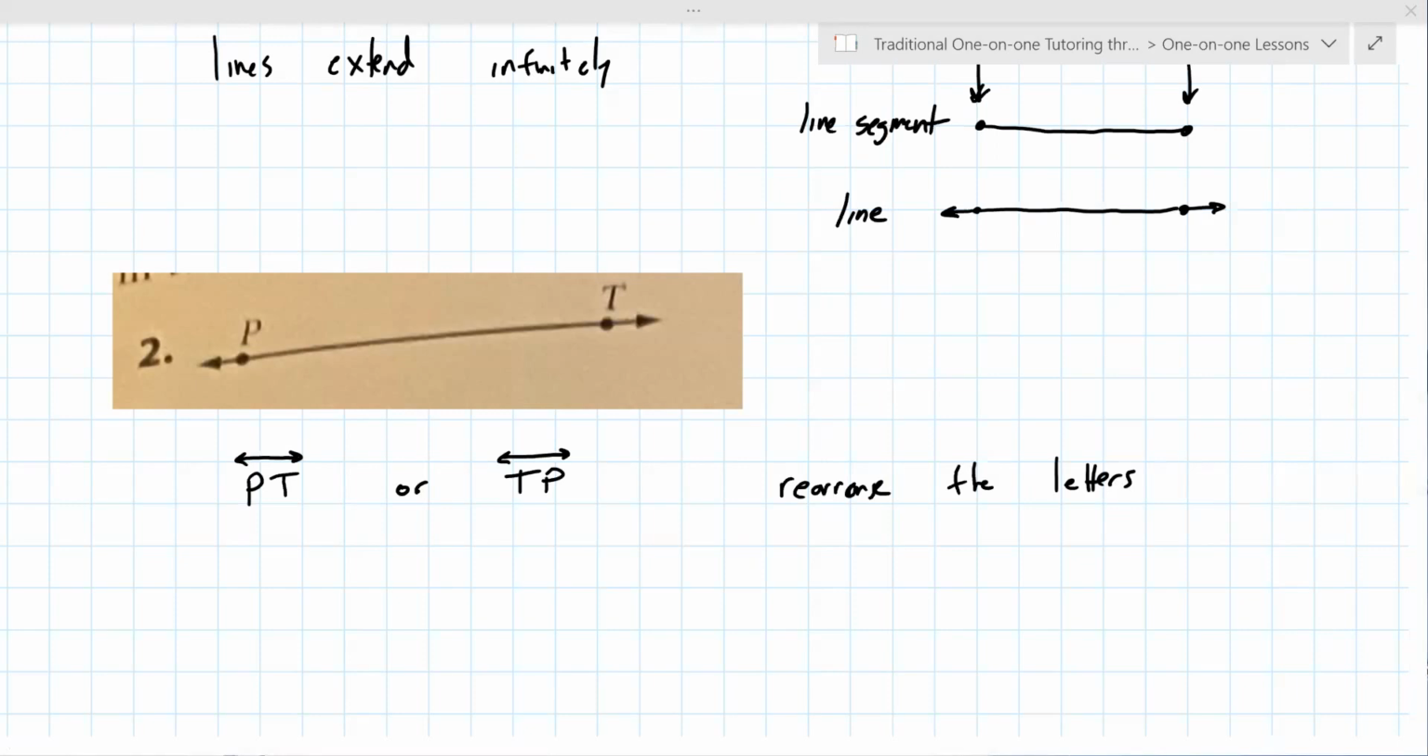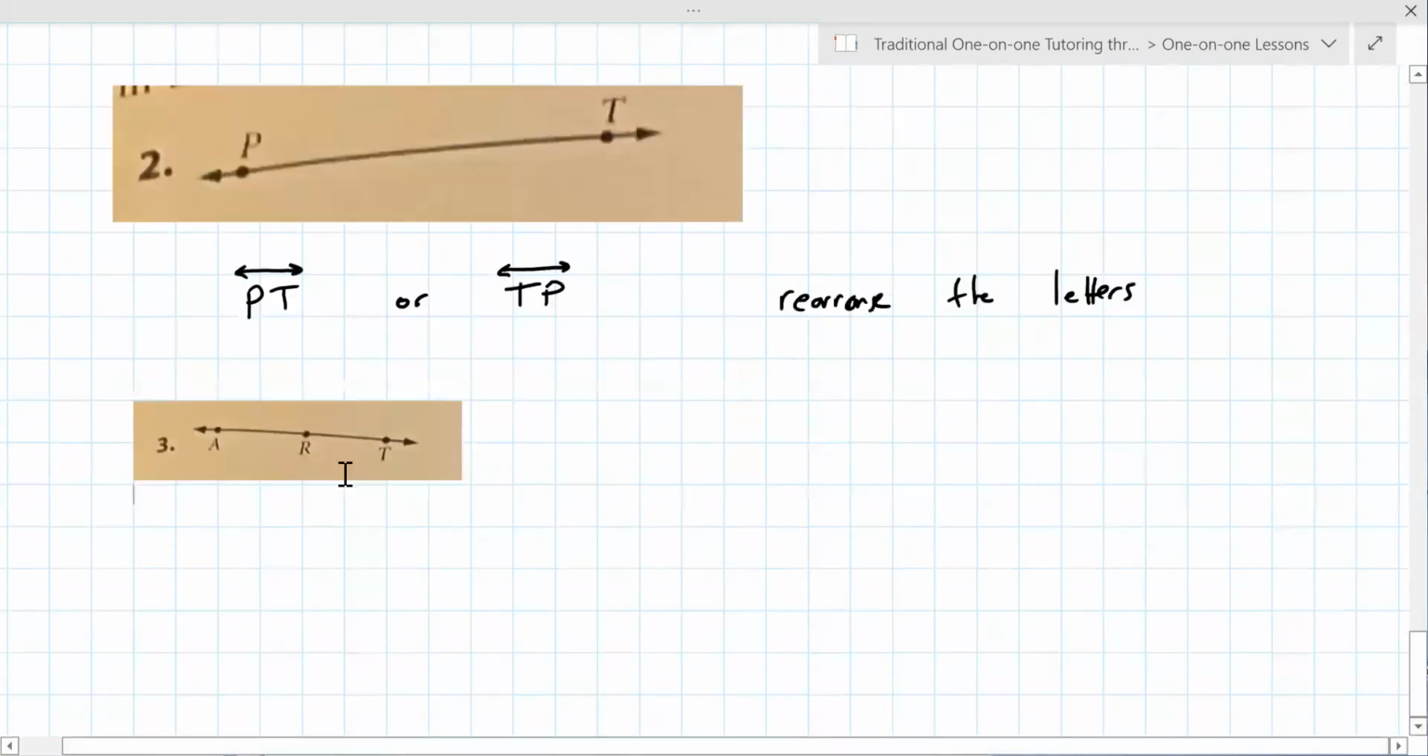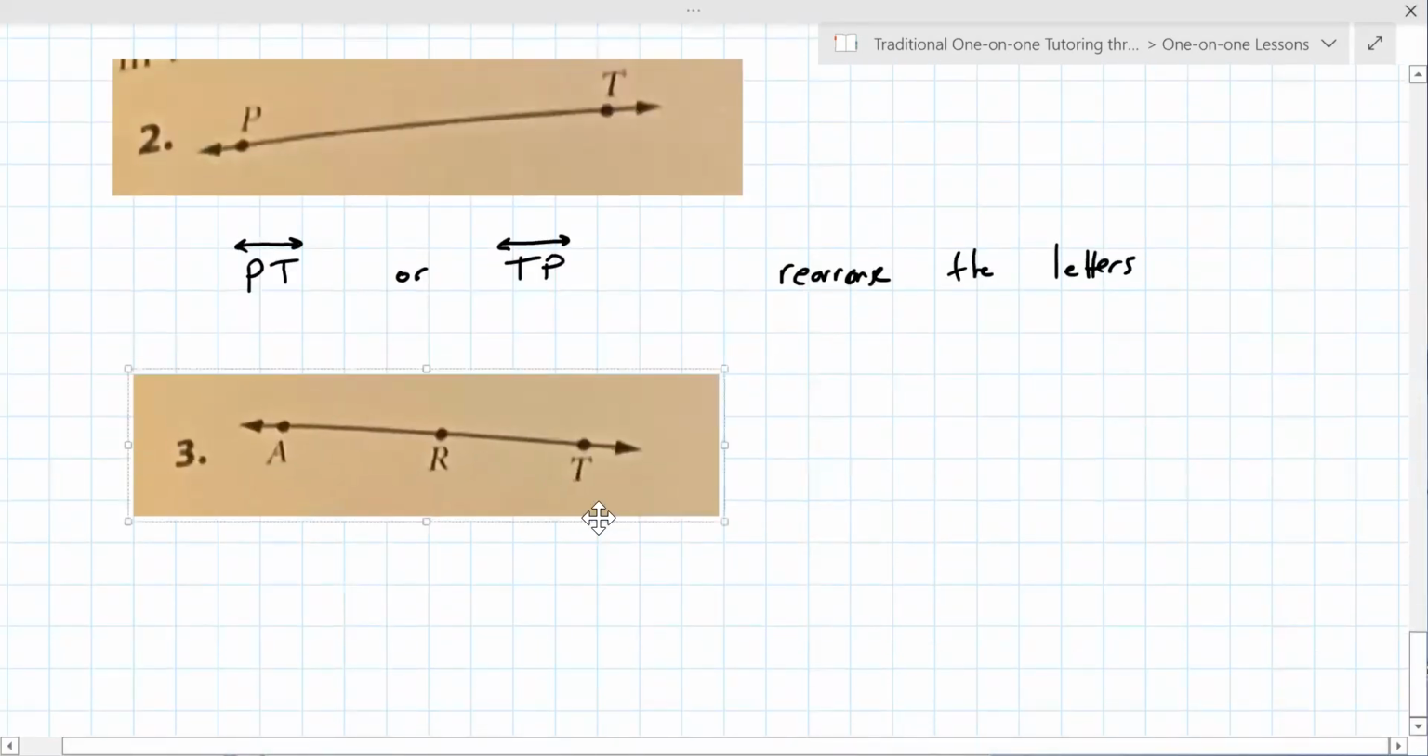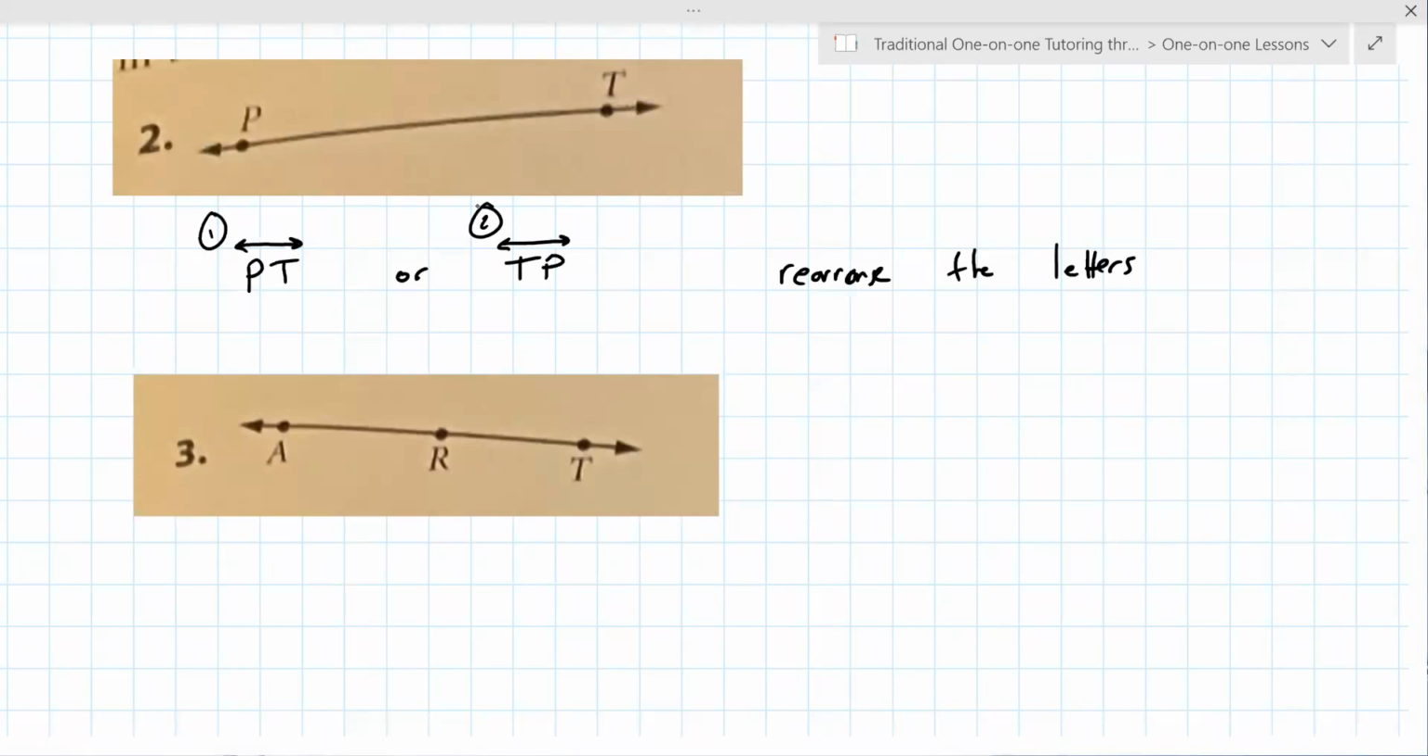All right, so let's look at question 3. So I have to name each line. It's PT, I would say. You have to name it 2 different ways. This is the first way. This is the second way. Okay, we can move on to 3 whenever you're ready.